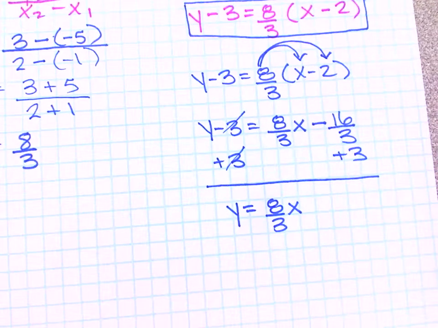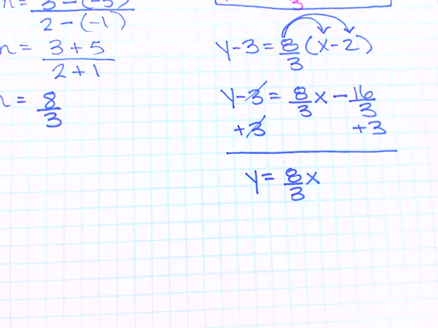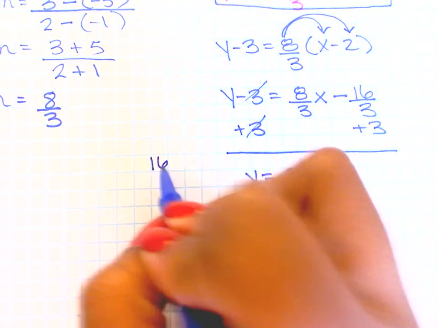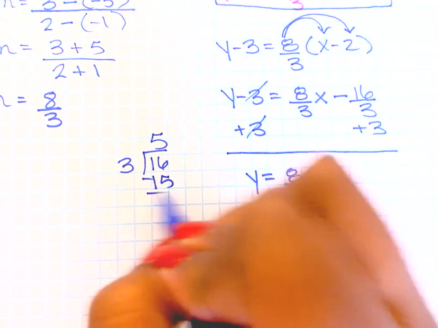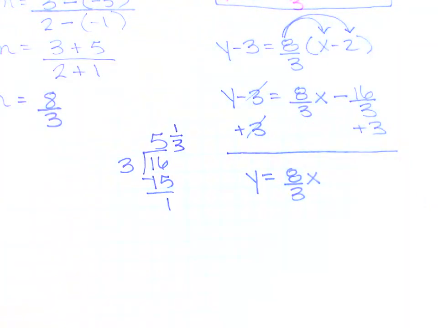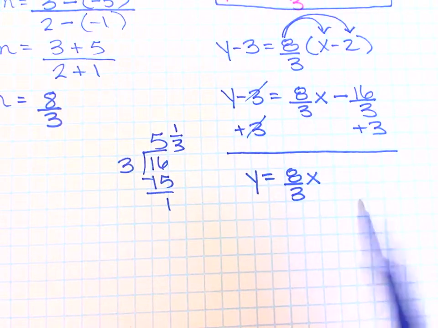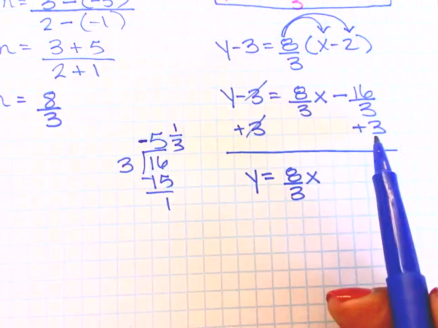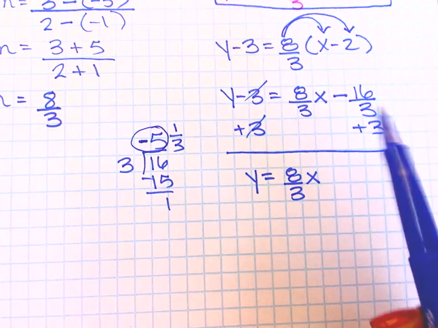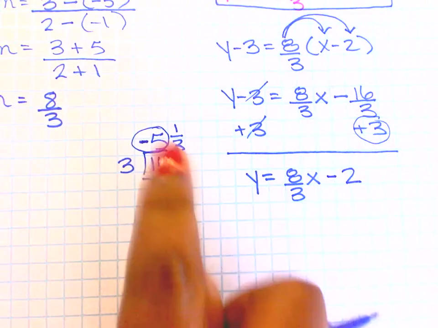And then I have 16 over 3 plus 3. Well, what I would do is say, okay, 16 over 3, let me change that into a mixed number. So I'm going to do 16 divided by 3, goes in 5 times. I get 15, and I'm left with 5 and 1/3. Well, 5 and 1/3, and that's going to be a negative. So negative 5 and 1/3 plus 3. Let's take that whole number, negative 5 plus 3. What's negative 5 plus 3? Negative 2. And then I'm left with that 1/3.